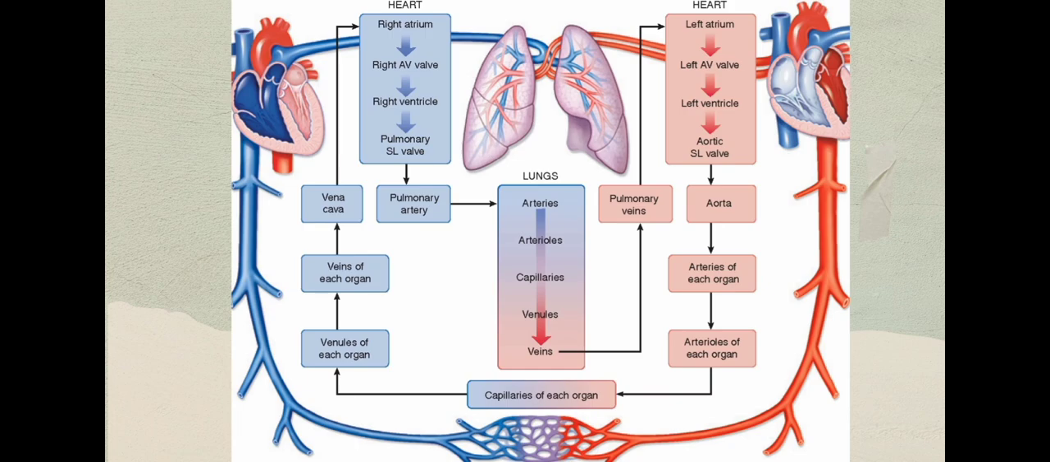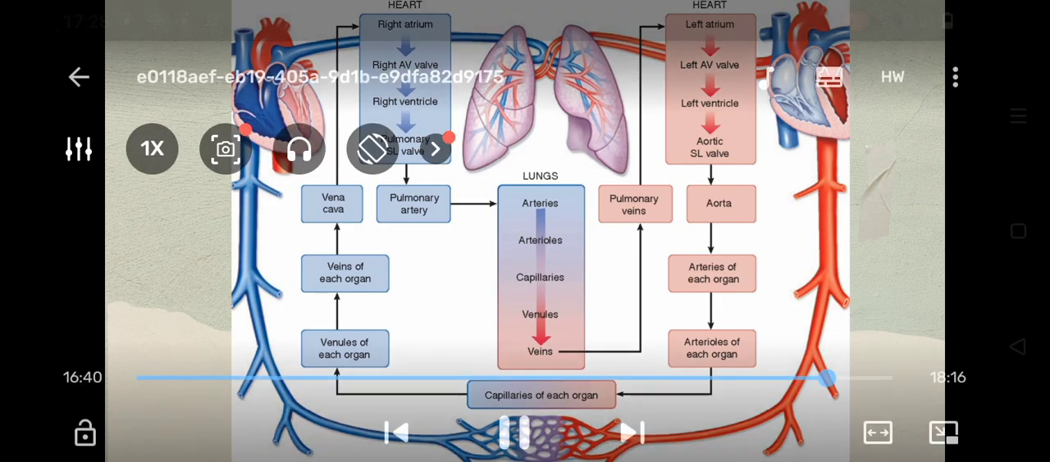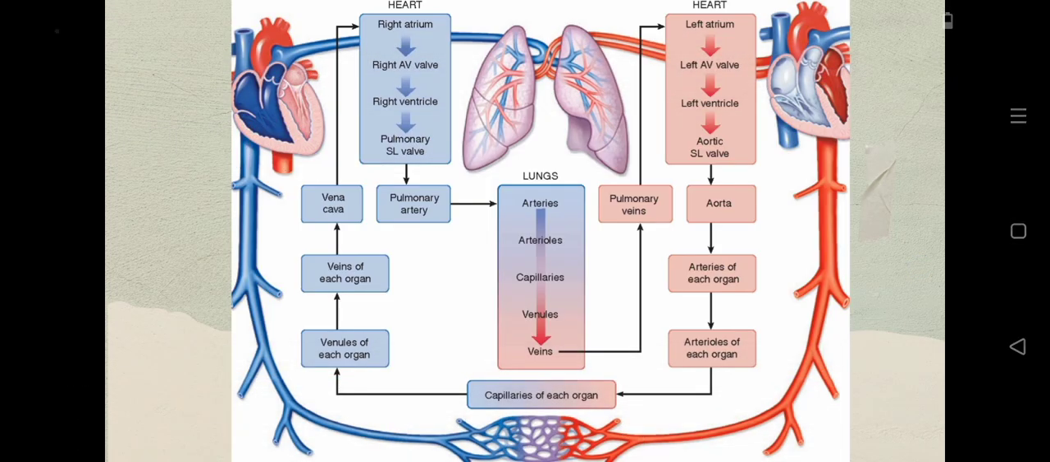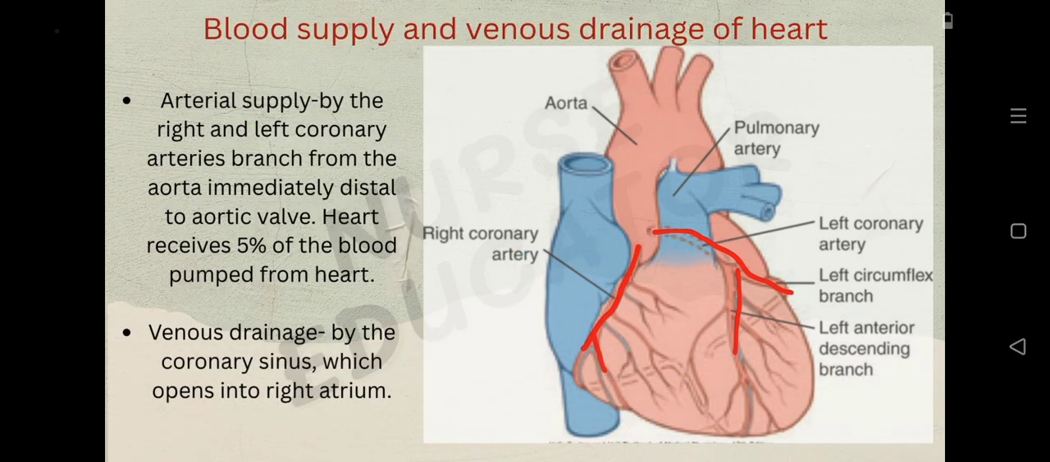Then we will see the last topic, that is blood supply to the heart and the venous drainage of the heart. For pumping of the blood, even the heart needs blood supply. The blood supply to the heart is brought by the right and left coronary arteries, which come immediately from the aortic valve.